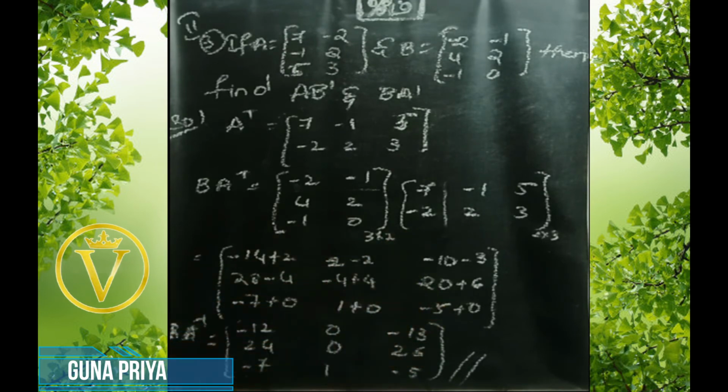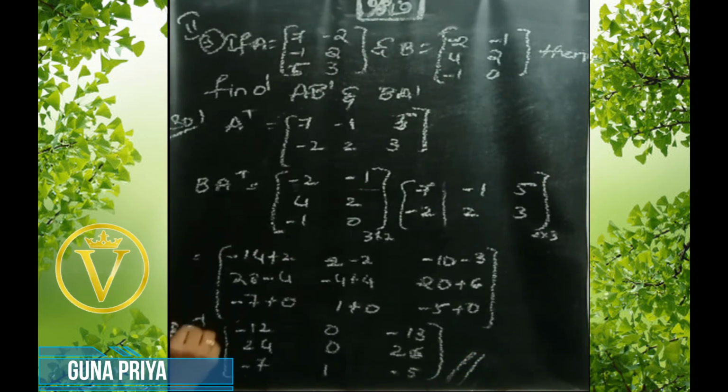Minus 5 plus 0. Minus 14 plus 2 is minus 12. 2 minus 2, 0. Minus 10 minus 3, minus 13. 28 minus 4, 24. Minus 4 plus 4, 0. 20 plus 6, 26. Minus 7, 1. Minus 5. So, that's it. This is the BA transpose. Before, we discussed the AB transpose matrix. Next we will go for another problem.